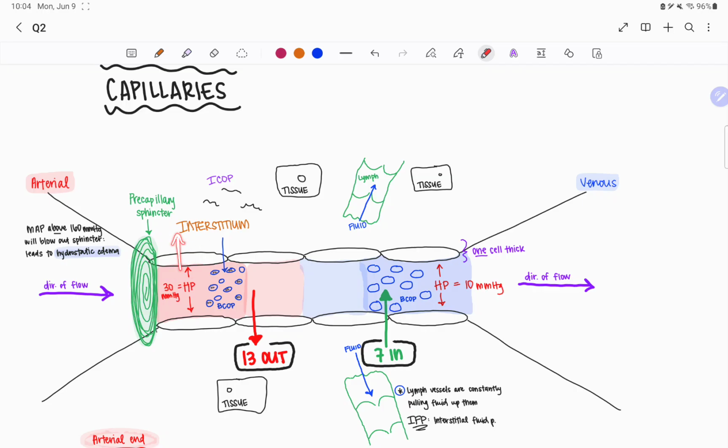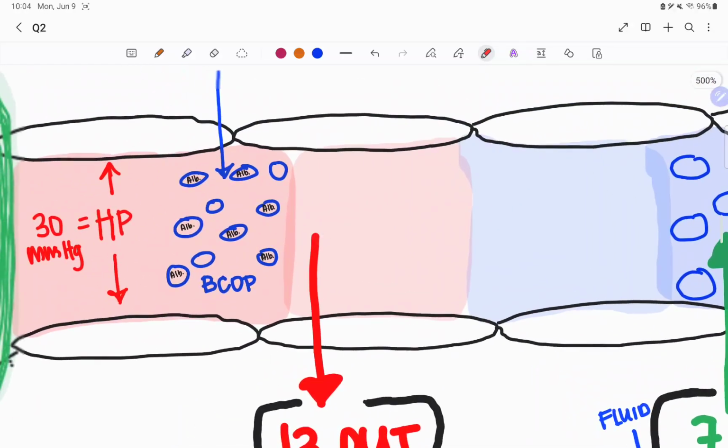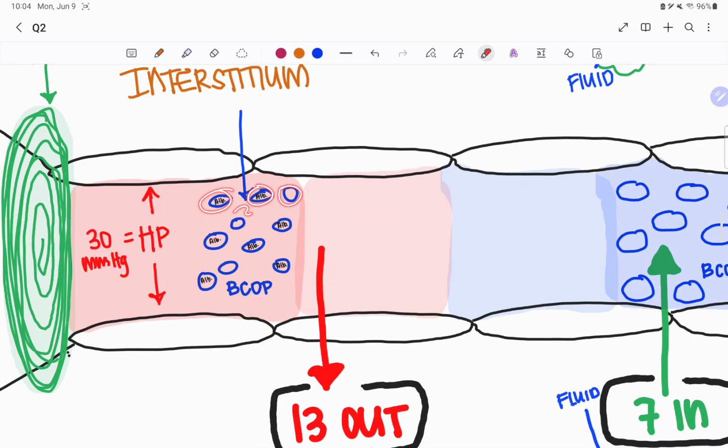So that is out, and then we will have what's called BCOP, blood colloid osmotic pressure. What happens is inside our capillary, we have all of these big proteins that are not able to diffuse across the membrane, right? But we learned early on in this semester that water follows solutes. So we have a whole bunch of albumin. Albumin is the main protein found in plasma, in blood. And so it's pulling a whole bunch of water in here.